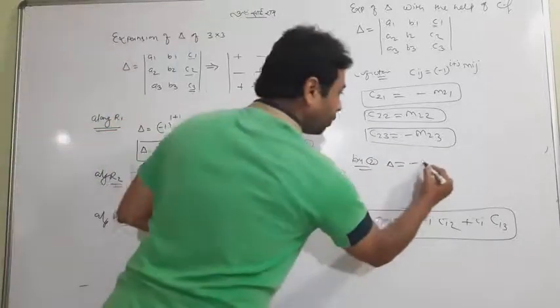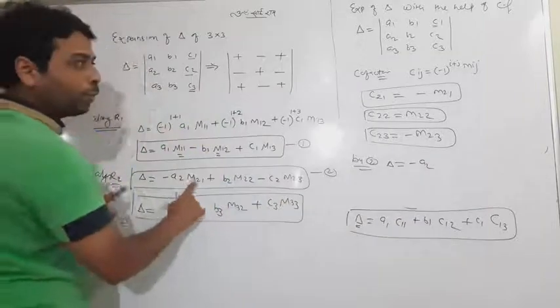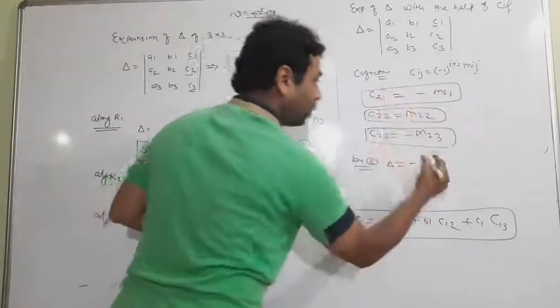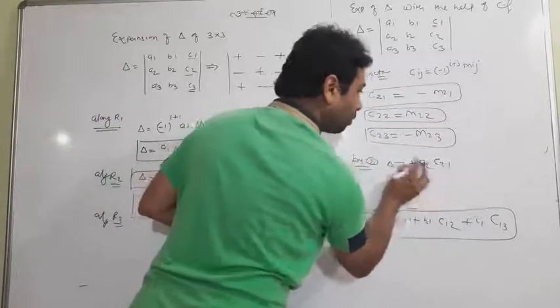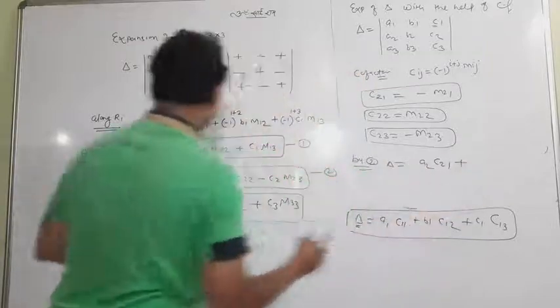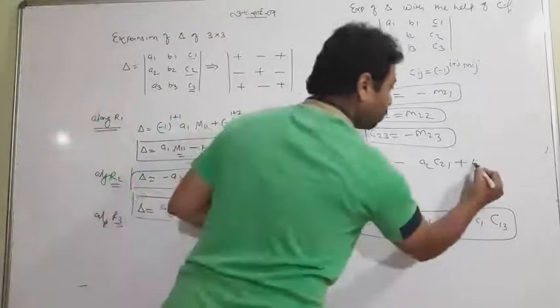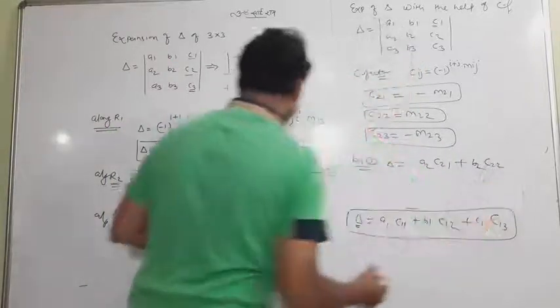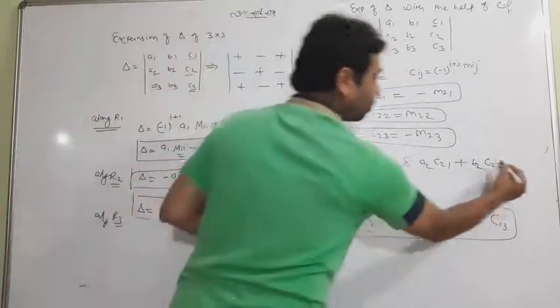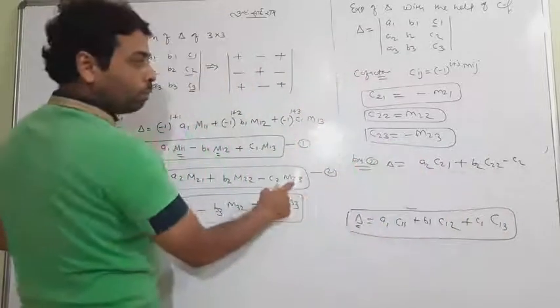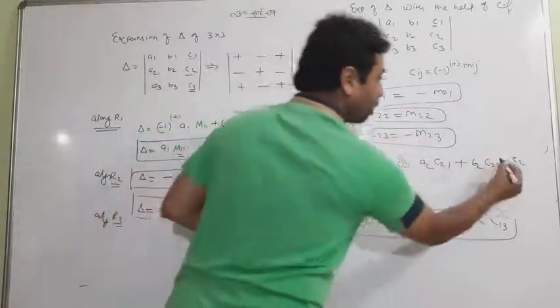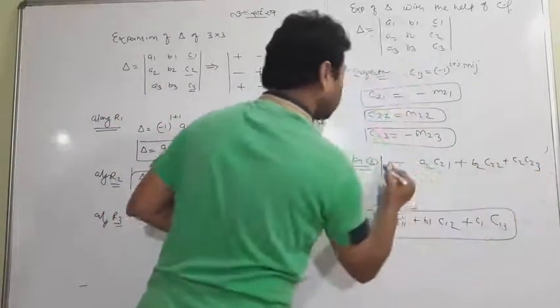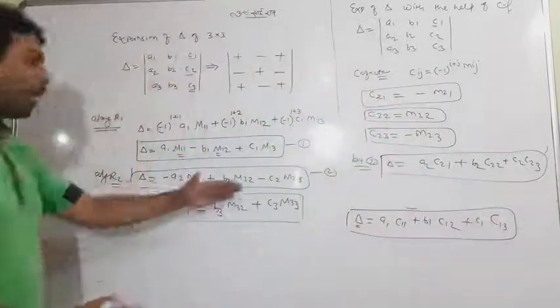Minus A2. What is M21? M21 meaning minus C21, meaning minus minus plus C21. Plus B2. What is M22? C22. What is next? Minus C2, M23. Where is M23? Negative C23. Negative, positive. What you got, student? Now compare.